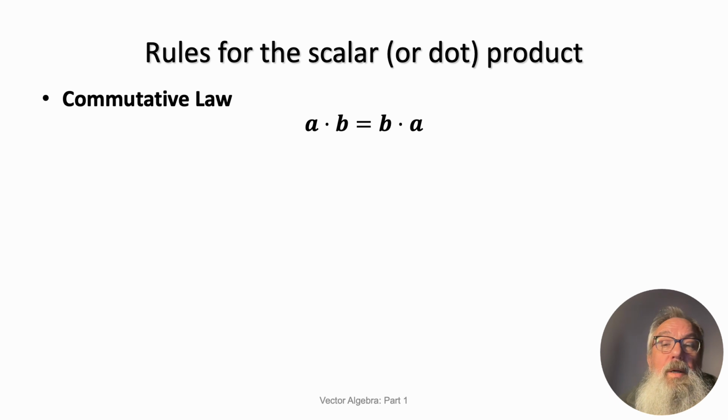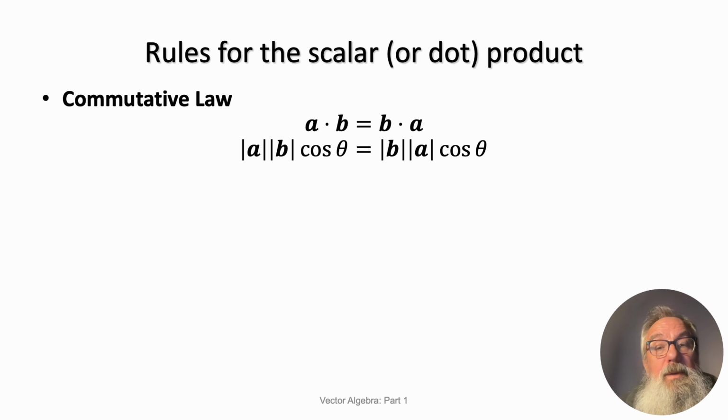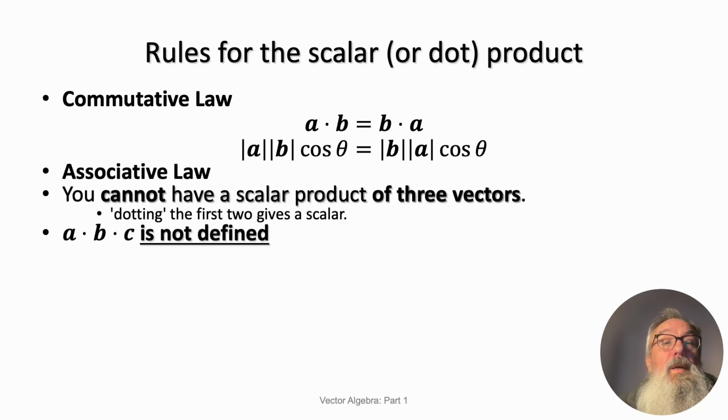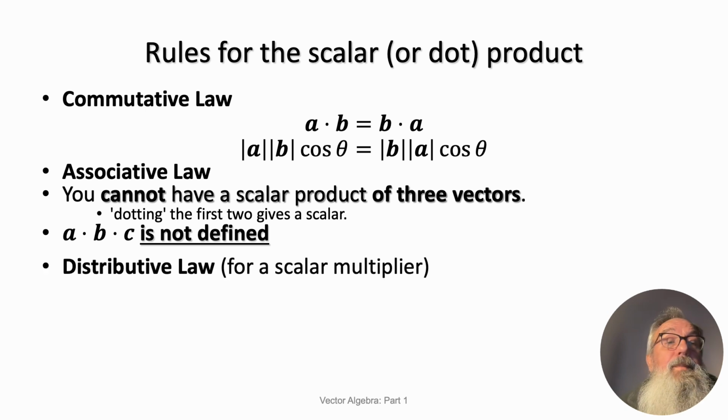Right, so let's look at some formal mathematical rules. A dot B equals B dot A. That's quite handy. So it's the same rules as normal arithmetic for order of doing things. Associative law. Now we can't have three vectors. It doesn't work because you dot two vectors and you get a scalar. So A dot B dot C doesn't exist, not defined, because you'd have a scalar times a vector and then you wouldn't be doing a dot product.